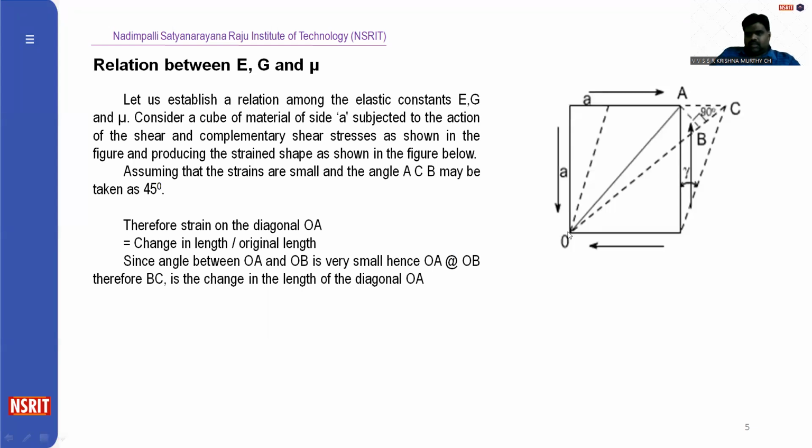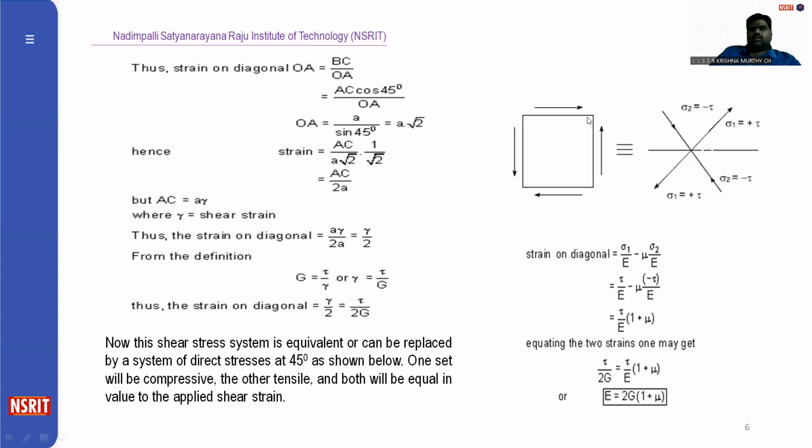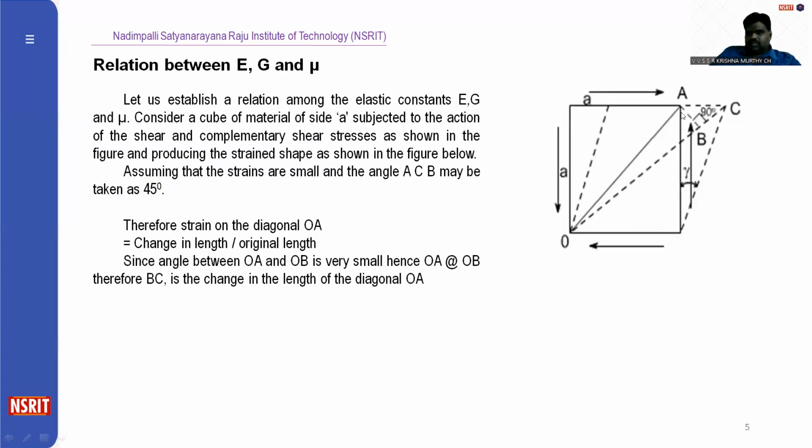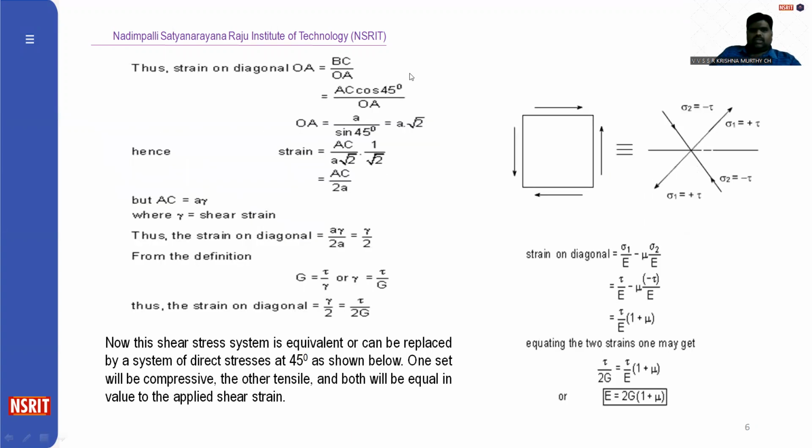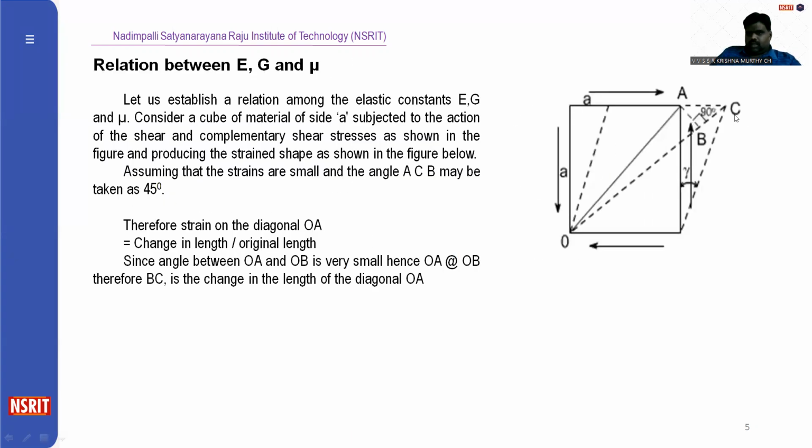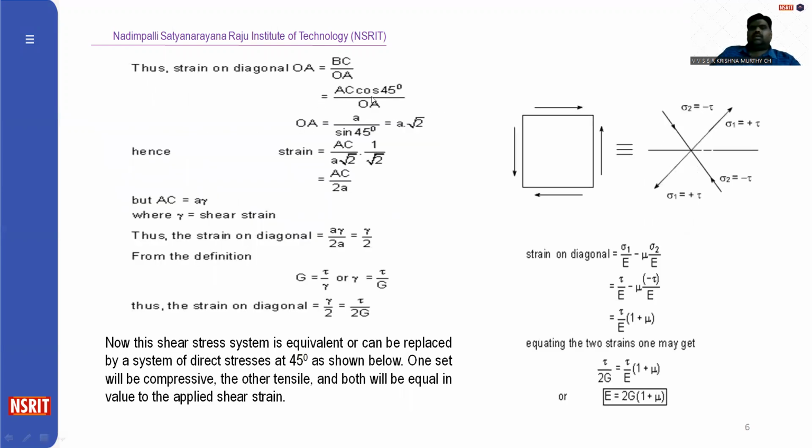Therefore, the change in length is this OA, and OA and OB are very small. So now considering only the diagonal OA. OA can be taken with respect to triangle OAC. So it is BC by OA. So BC is nothing but AC cos 45. So OA is equal to A by sin 45, that is A root 2. So strain is change in length by original length, so AC by 2A, where gamma is shear strain. Thus the strain in the diagonal is gamma by 2.